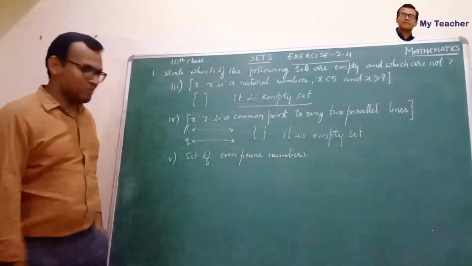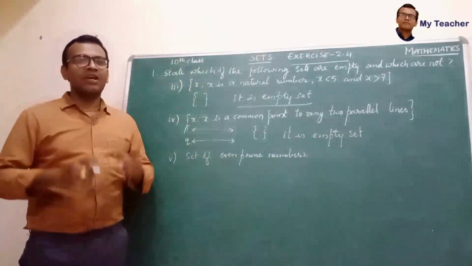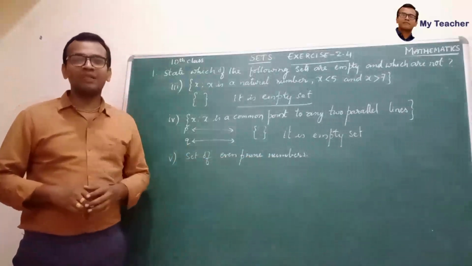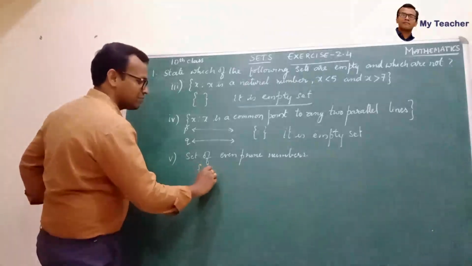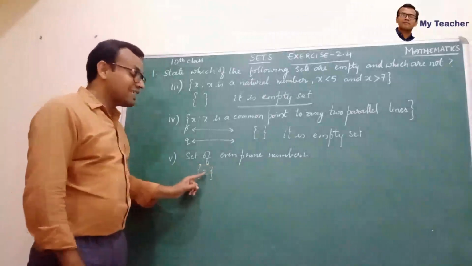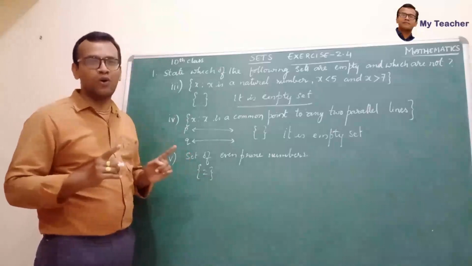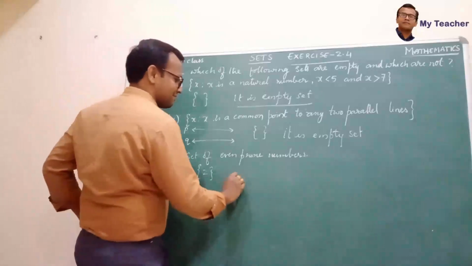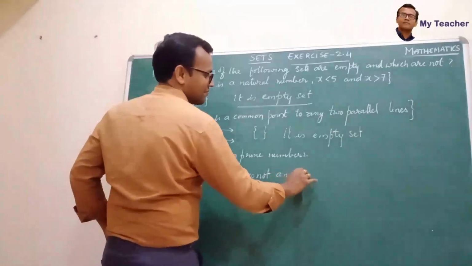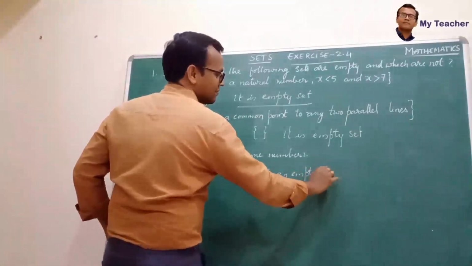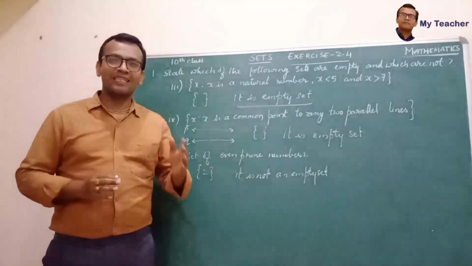Next, last one. Set of even prime numbers. Children, can you tell an even prime number? Yes, it is 2. So the even prime number is 2. That means this set has one element. So is it an empty set? No, it is not an empty set. So if a set contains no elements in it, it is an empty set.